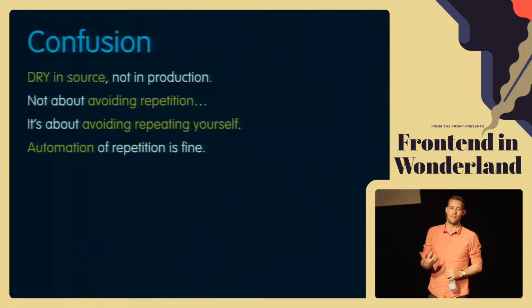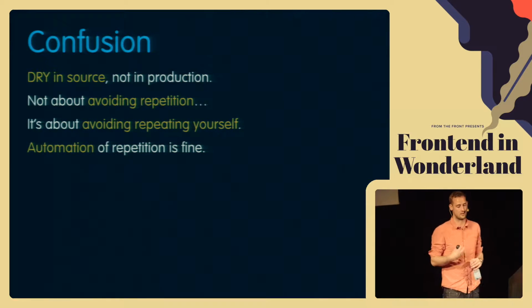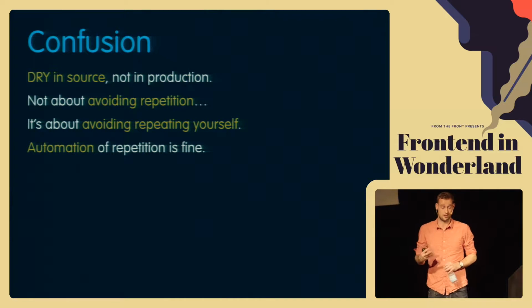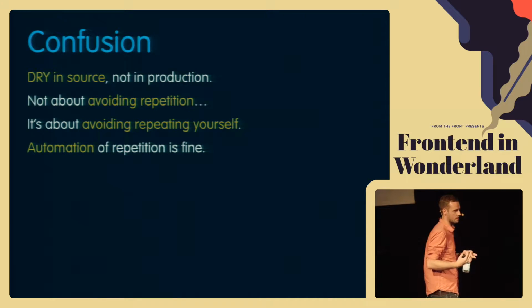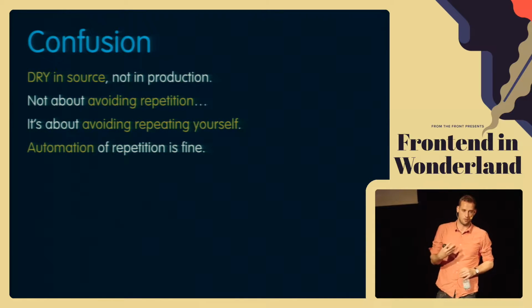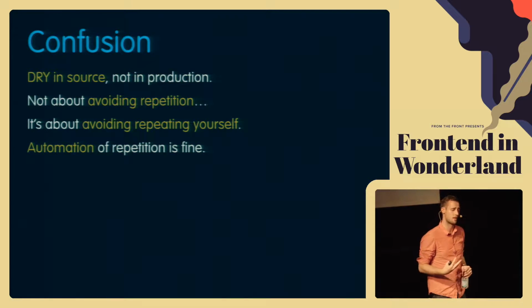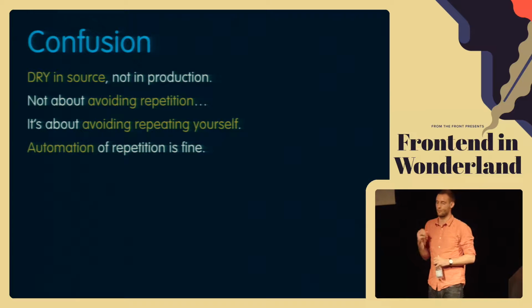So DRY is a maintenance philosophy. It's not about performance, it's about maintenance. It's about not repeating ourselves. So repetition, to a degree, is completely acceptable. Repetition gzips very well, so we can start to claw any performance hit back anyway. But it's not about avoiding repetition in general, it's specifically about avoiding repeating ourselves. So automating repetition, completely fine.